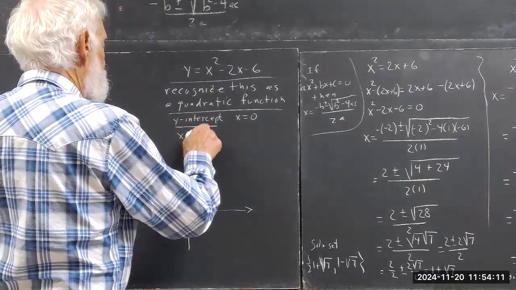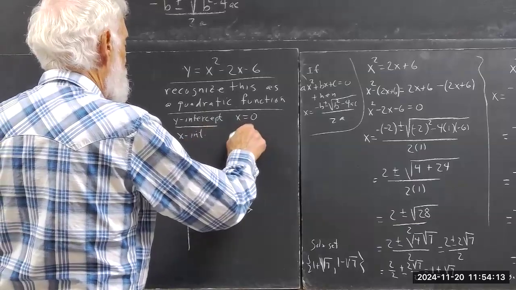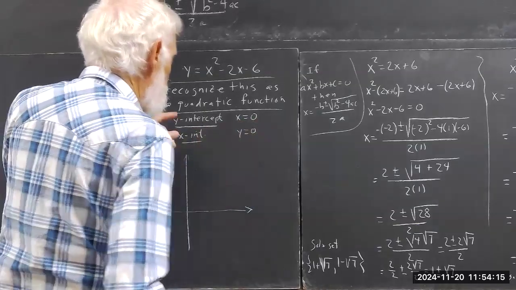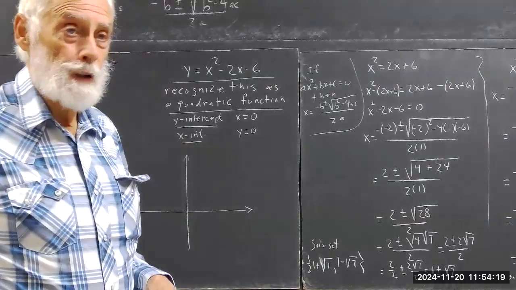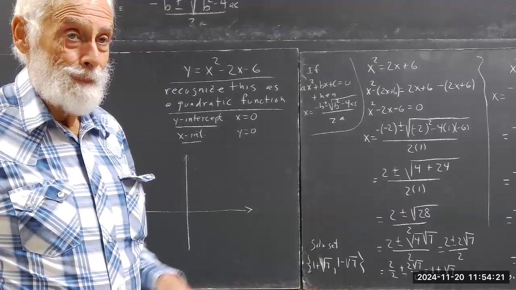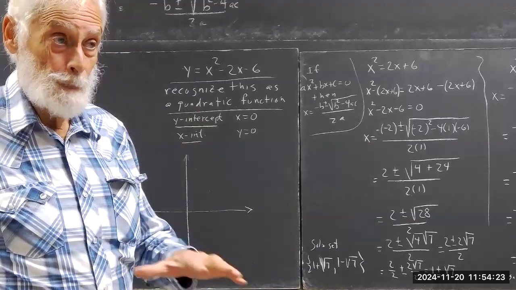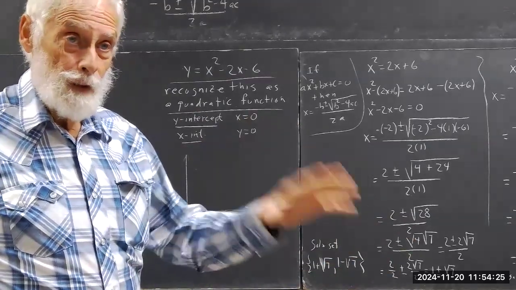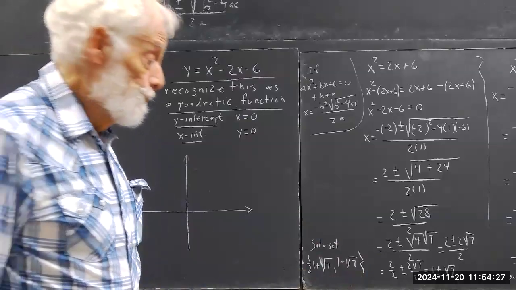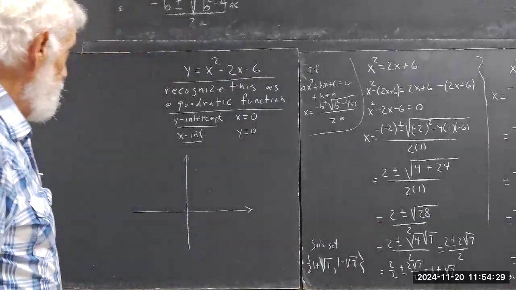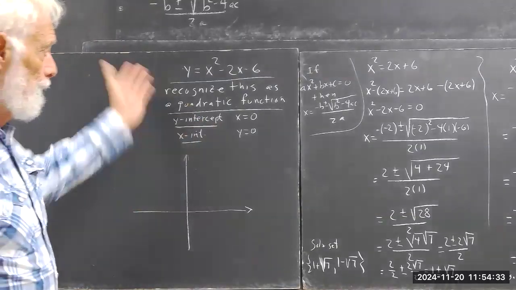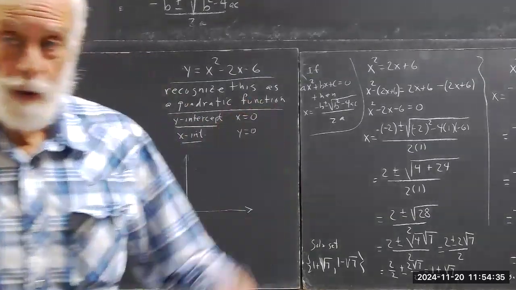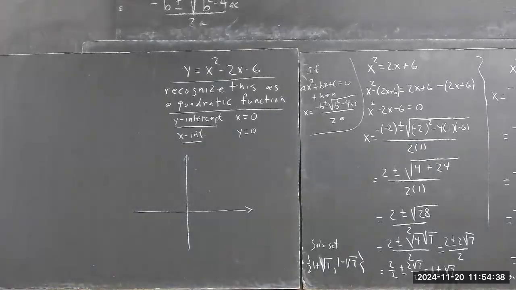Believe me, remembering this will save you a lot of pain when you take precalculus. It's a fundamental property of the graph of any function. So if x equals 0, what do you find out? Plug in x equals 0, what do you get?